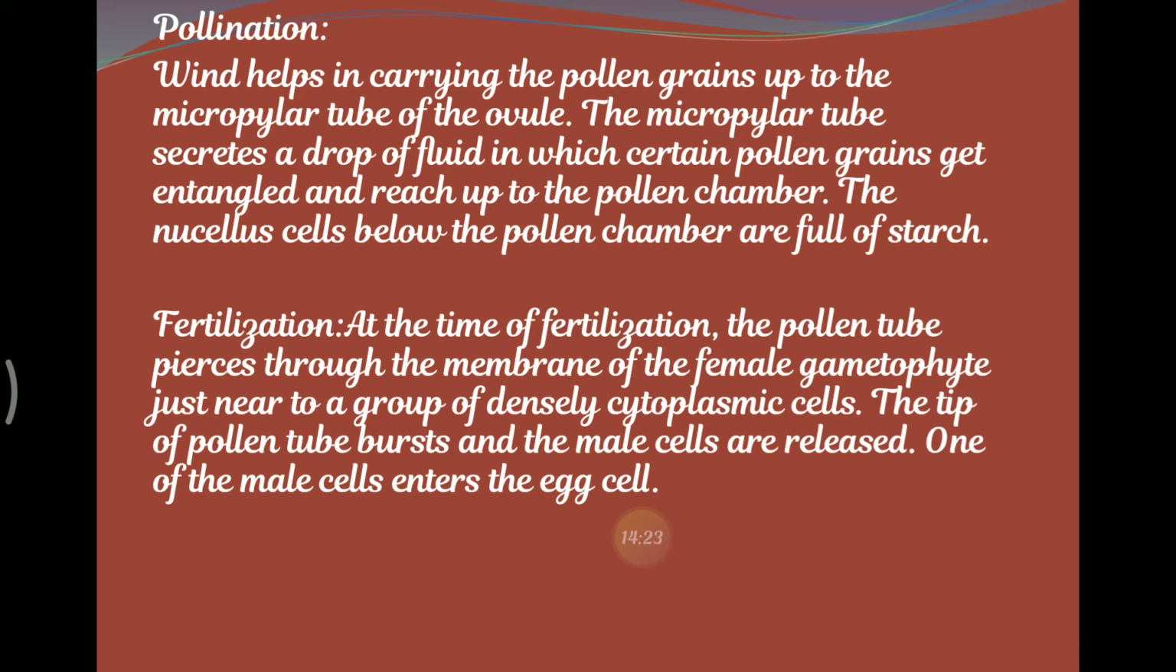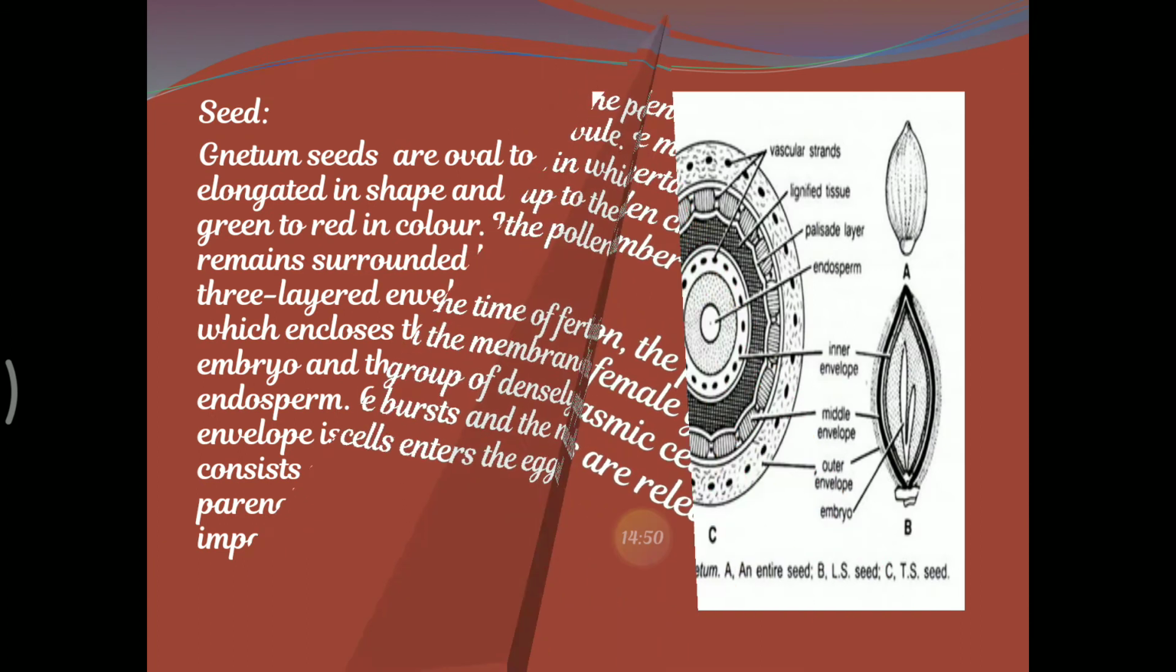So coming to the fertilization, after pollination takes place, the next one is fertilization. At the time of fertilization, the pollen tube pierces through the membrane of the female gametophyte just near a group of densely cytoplasmic cells. Then the tip of the pollen tube bursts and the male cells are released. One of the male cells enters the egg cell.